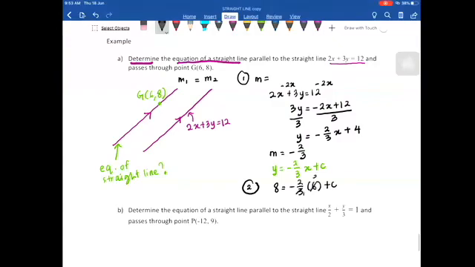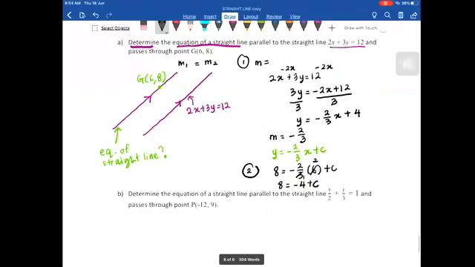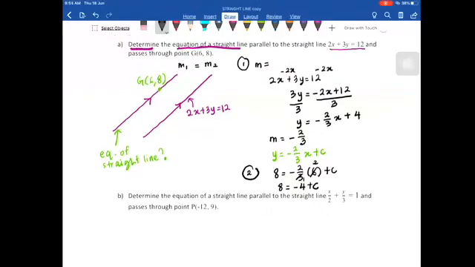Okay. Siapa yang tak tahu mana datang 8 dengan 6, datang daripada point G. Kemudian I simply 4 plus C. Okay, so C is equal to 12. So jadilah my equation y equals to negative 2 over 3x plus 12.